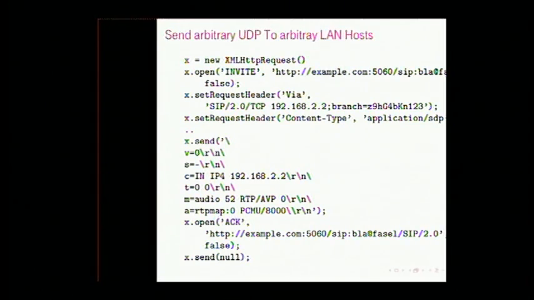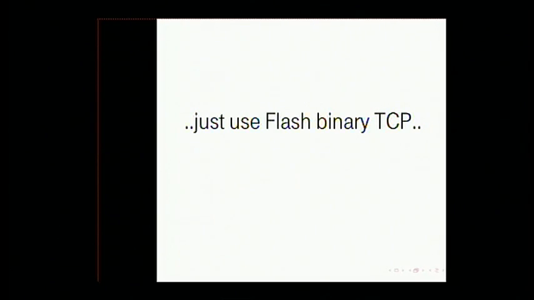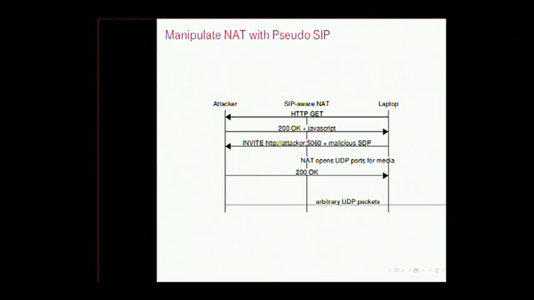And you can open ports with the codec line again and can send UDP traffic to any host. If this doesn't work because you have a smart firewall, you can always use Flash for this, because many NAT firewalls support TCP and SIP. This is the overview, how it works. The laptop in the LAN makes an HTTP GET, gets the JavaScript, and the SIP-aware NAT sees the invite, thinks it's SIP, and opens the ports. And you can send arbitrary packets into the LAN to arbitrary addresses.